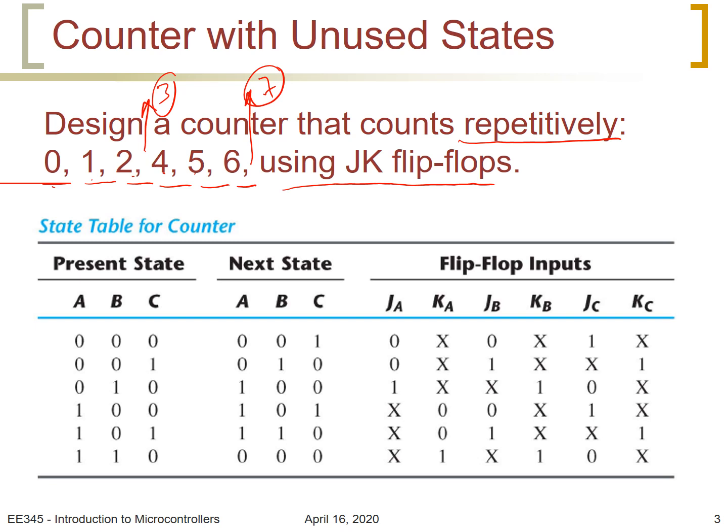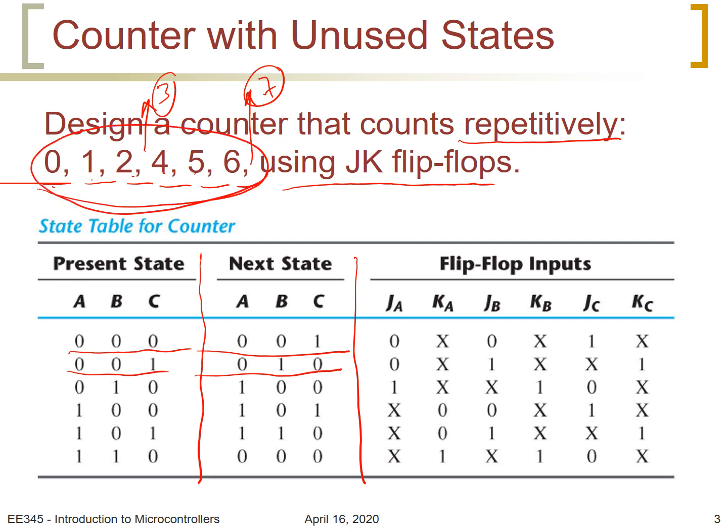In order to complete the design, we need to prepare the state table and then derive the flip-flop input equations. The state table is as follows: the present state and the next state. State 0 goes to 1, 1 goes to 2. We follow the sequence that we have just mentioned. State 2 will go to state 4, 4 goes to 5, 5 goes to 6, and 6 goes to 0, and so on.